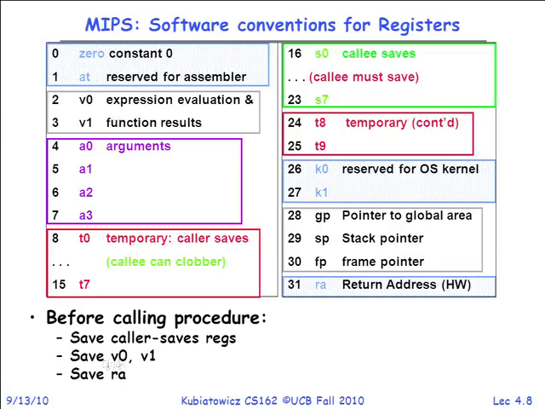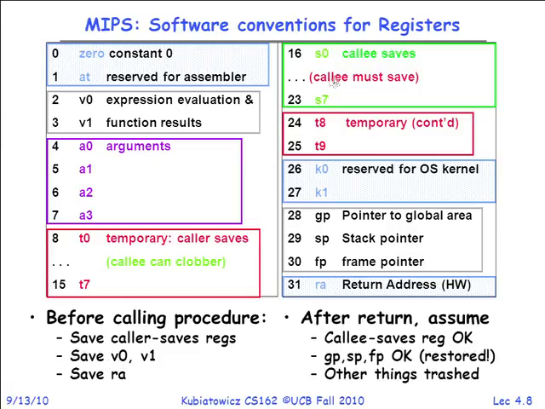Okay, and after the return, we'll assume that all the callee saves registers, that's the green ones, are good. Why is that? Because if you ever want to use a green register, you've got to save it and restore it. Okay, that's why it's called callee saves. The one who's called saves them for you. We know that GP, SP, frame pointer are okay, other things are trashed.